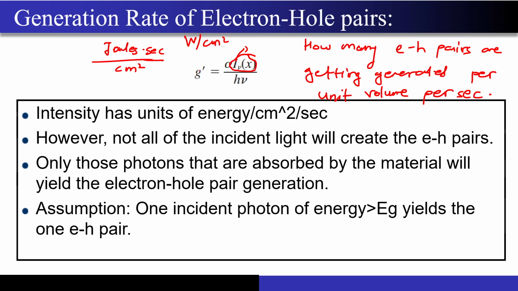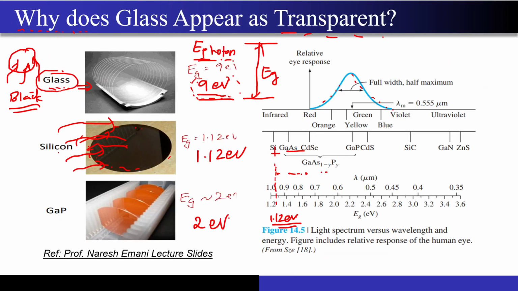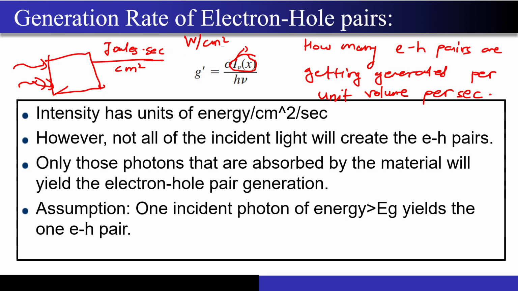Now this generation rate that you are seeing over here: I'm definitely shining a light on top of the semiconductor material, but not everything will get absorbed, right? This absorption coefficient is there. So I'm shining a light, but because of the absorption coefficient, only a certain part of it will get absorbed, and only that part, only that intensity, will be used to generate the electron hole pairs, right? So that is what we have written over here.